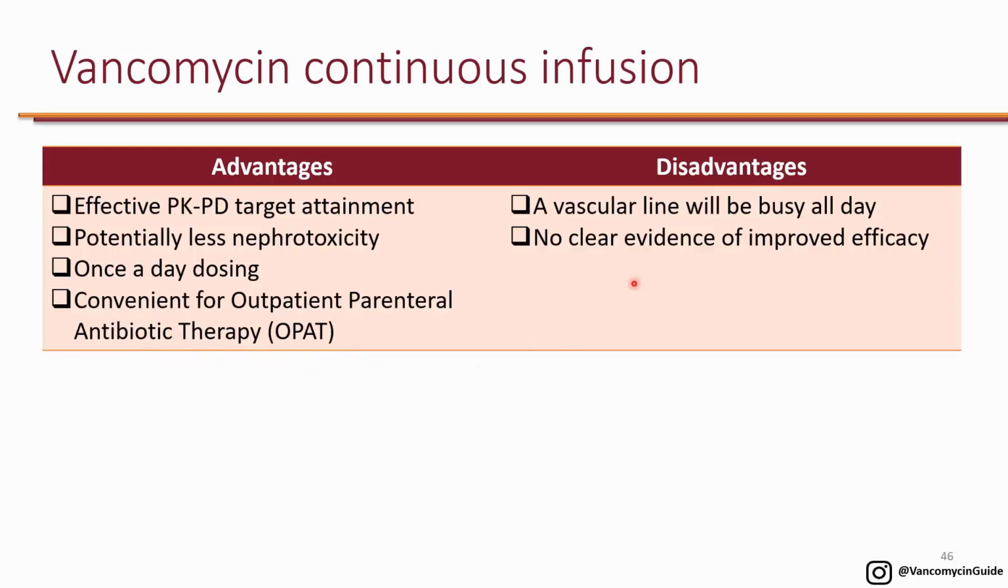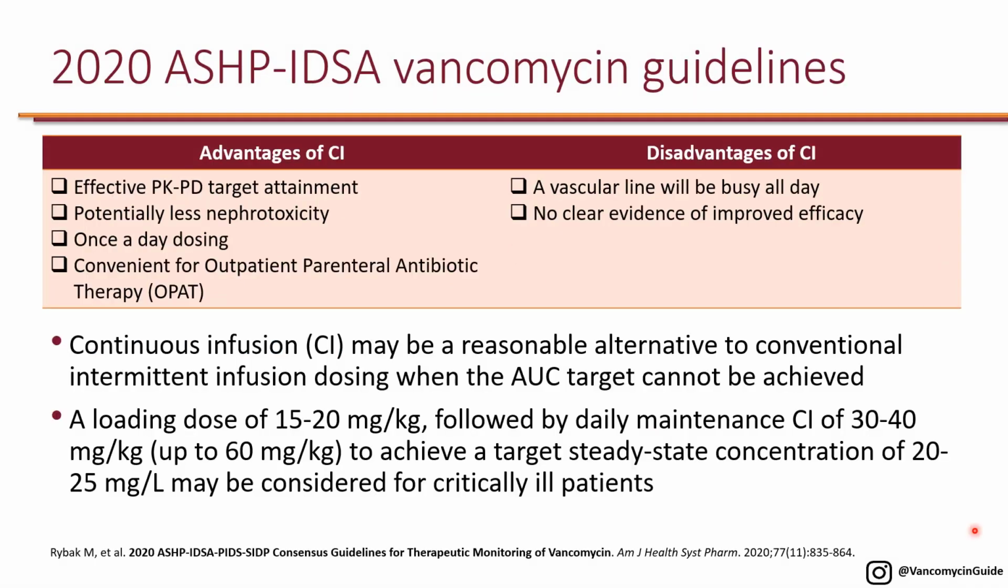Now the disadvantage is that a vascular line will be busy all day. So if you wanted to administer other antibiotics or other medications, really, a line would be taken. And ultimately, studies have not shown clear evidence of improved efficacy over conventional intermittent dosing. The 2020 ASHP IDSA vancomycin guideline recommends continuous infusion may be a reasonable alternative to conventional intermittent infusion dosing when the AUC target cannot be achieved. So if you keep getting levels and you cannot achieve the AUC, then continuous infusion might help you achieve those targets.